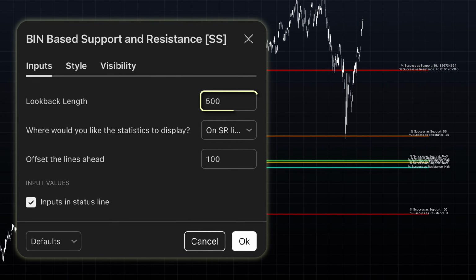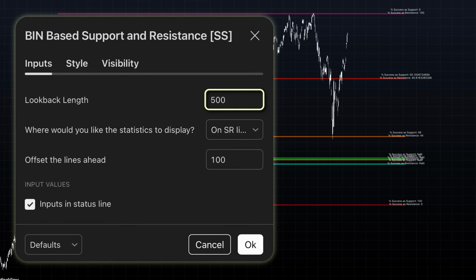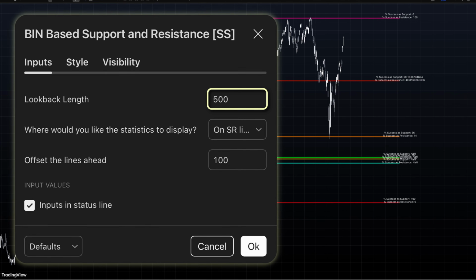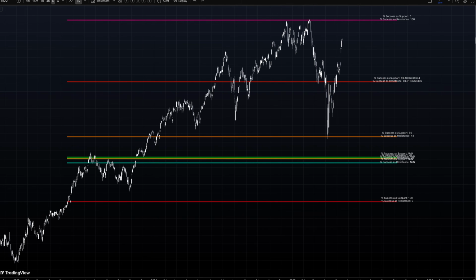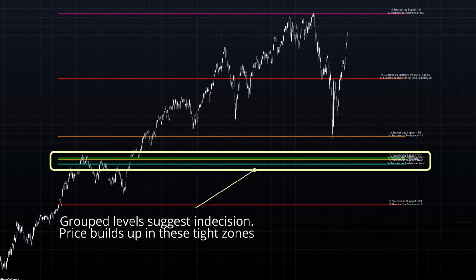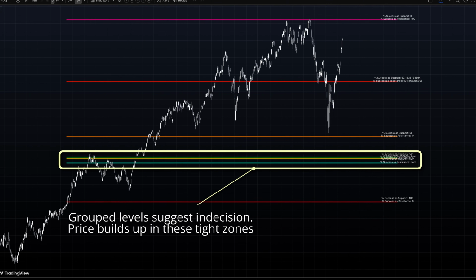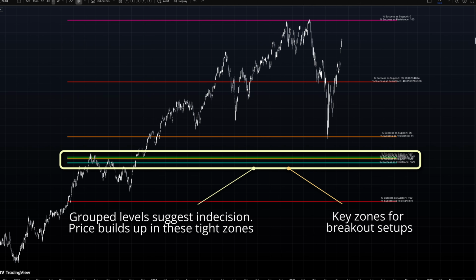The backtest methodology looks for bullish and bearish rejections at each level across the defined look-back period, measuring how often price respects these boundaries. Users can identify closely positioned SR lines that reveal consolidation zones, areas where price tends to accumulate before making directional moves. These clusters serve as decision points for traders awaiting breakouts.